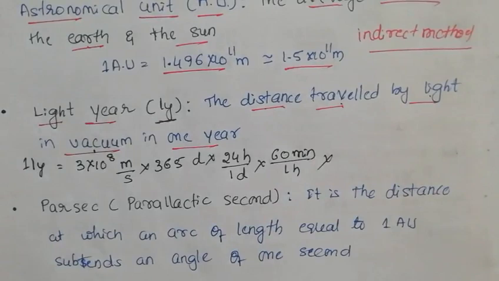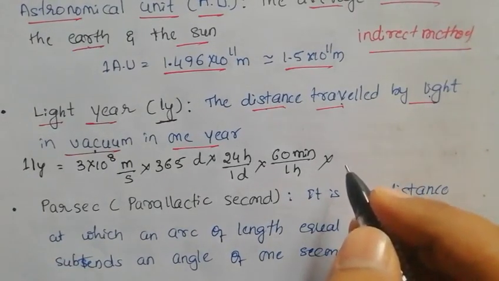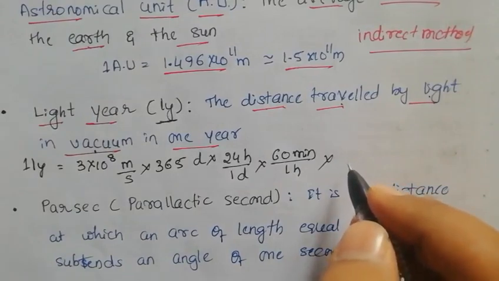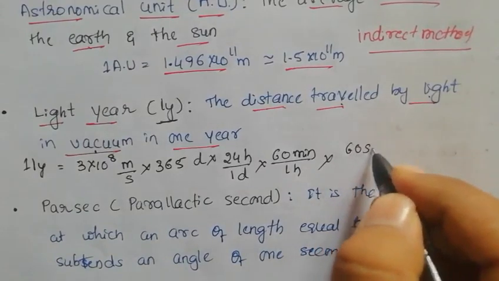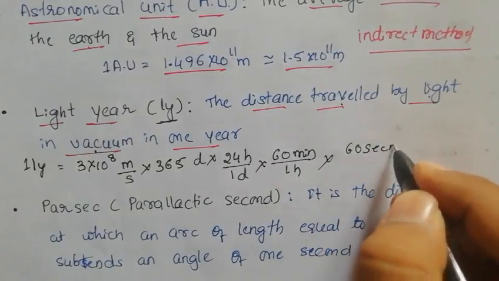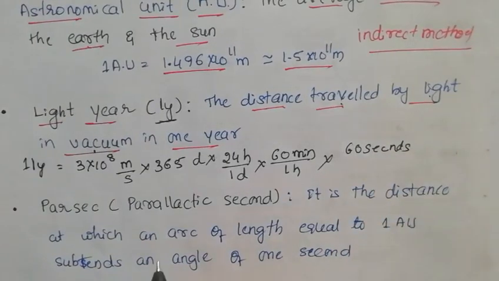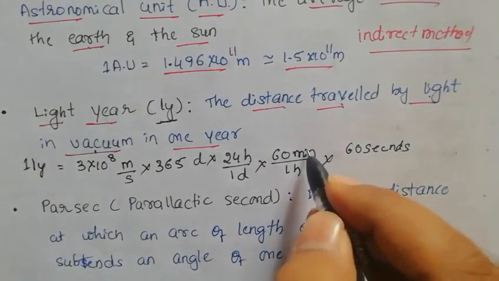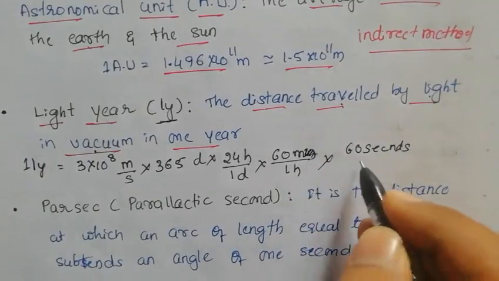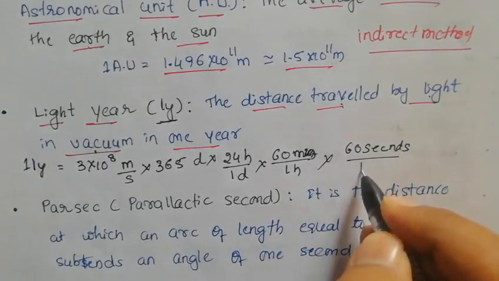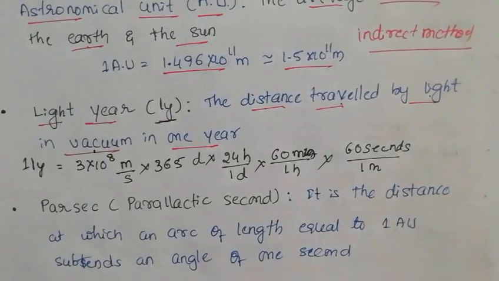Minutes is done now. We need to go for seconds. 1 minute equals how many seconds? 60 seconds. So let me write 60 seconds for 1 minute.